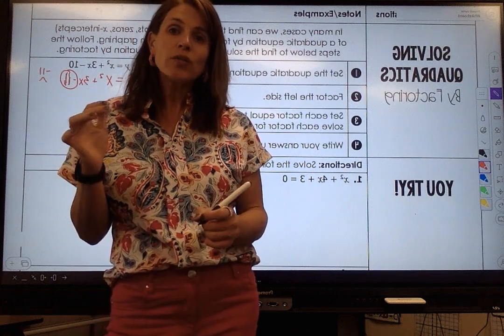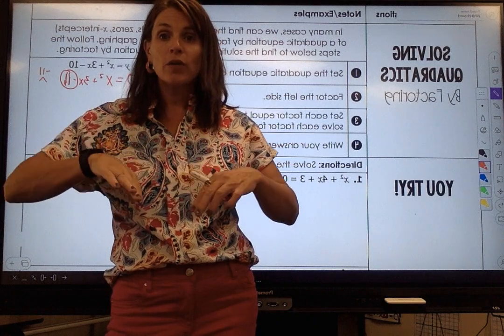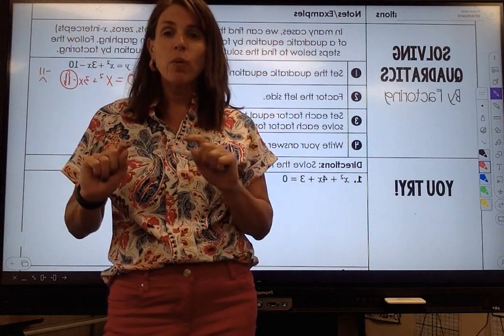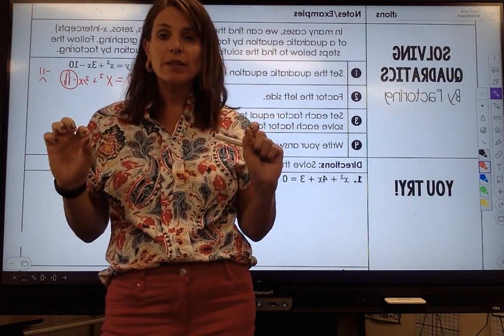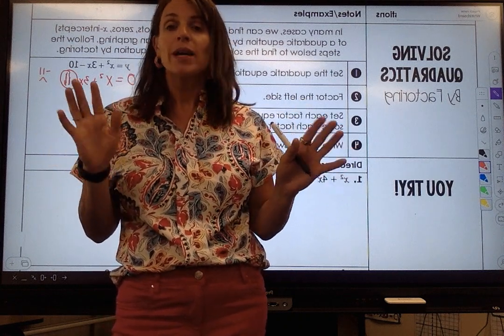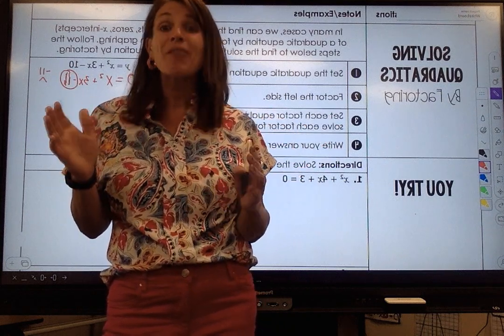So we know how to solve a quadratic equation in graph form, right? We know that when that parabola crosses the x-axis, those x-intercepts are the solutions. And we could have 1, 2, or 0. It's the same thing. We're going to learn a different method to solve quadratics, and that's by factoring.